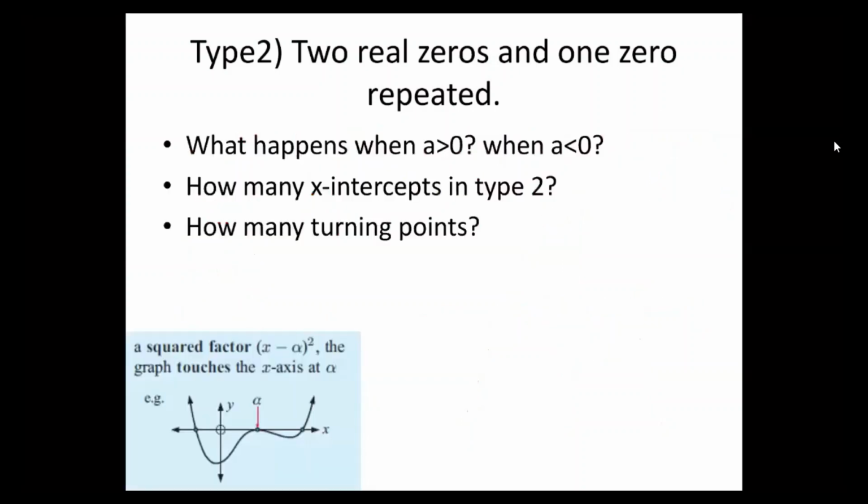So same with this. I don't want to repeat. Concave up and down. Let's skip the first question. Number 2, how many x-intercepts in type 2? You just answered 3. How many turning points do you have? 3. Very good. 3. Right. So what you're going to remember here is a squared factor. The graph touches the x-axis at alpha. Okay, it doesn't cut through. Very good.